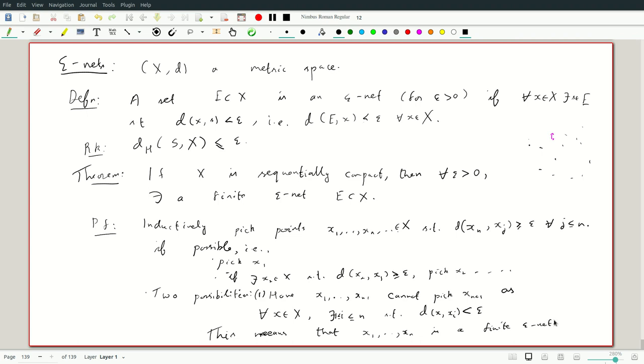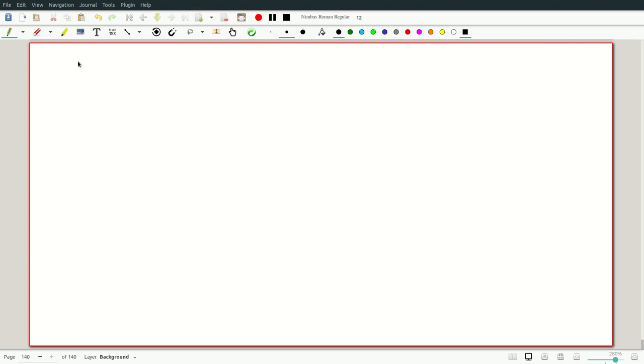So one possibility: this happens for some n. So we keep picking points, and at some n this happens. And the other possibility is else we have 2, we can choose such an xi, xn for all n.